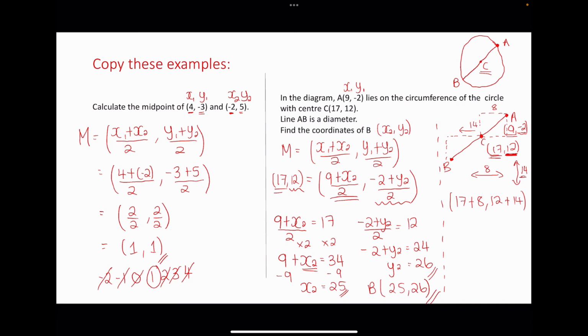So if I've got 17 and I add on 8, I've got 25, 12 add on 14, I've got 26. So B is the coordinates 25, 26, which is what I had calculated first time round. So again, you've got the mathematical approach using your equation, or you can do this stepping out method. Whichever one you're more comfortable with is the one that you go for.